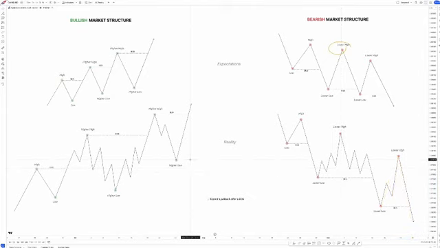So basically for now, you just need to understand that bullish market structure is higher high, higher low. Bearish market structure is lower high, lower low. And then we are expecting a pullback whenever price breaks structure. So after price breaks structure, you are anticipating a pullback. And the pullback means what?